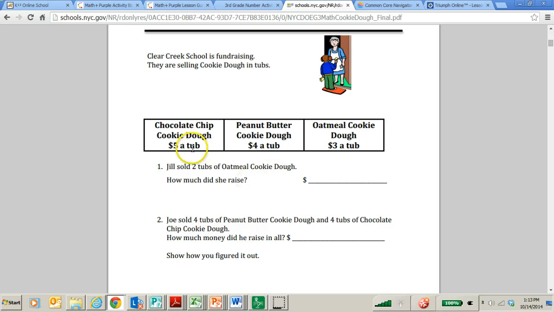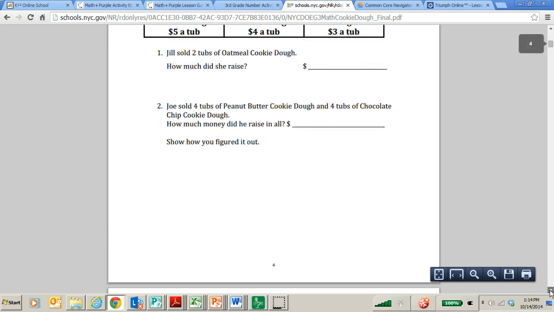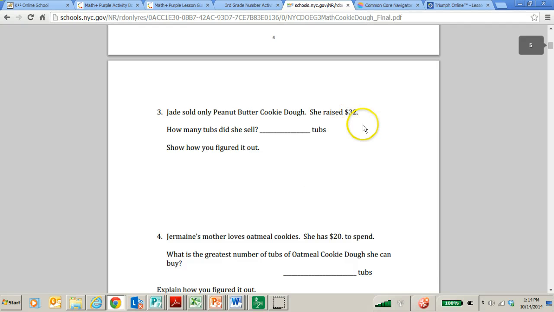So the students may simply do addition and say 3 plus 3 to get 6, or they may write a multiplication problem to show 2 times 3 is 6. And then it says she sold 4 tubs of peanut butter cookie dough and 4 tubs of chocolate chip cookie dough. How much money did she raise in all? Show how you figured it out. After you go through a few simple problems, it gets a little more complex, and it starts out with the total. Jade sold only peanut butter cookie dough, and she raised $32. How many tubs did she sell?